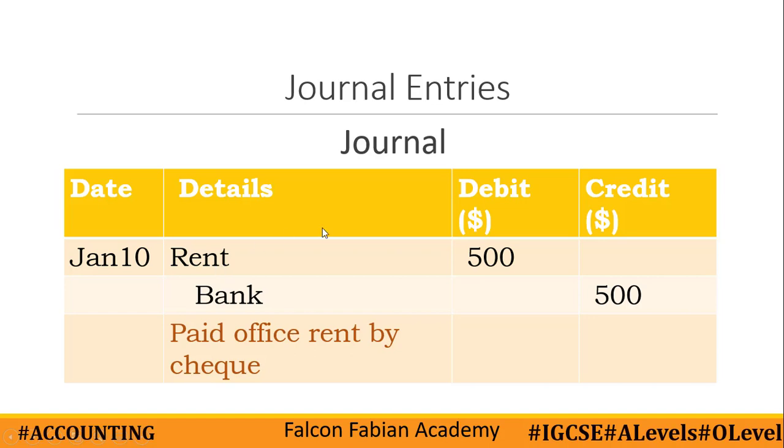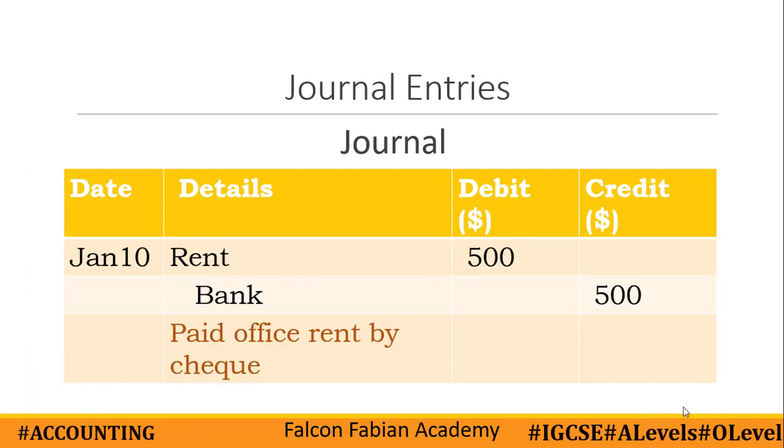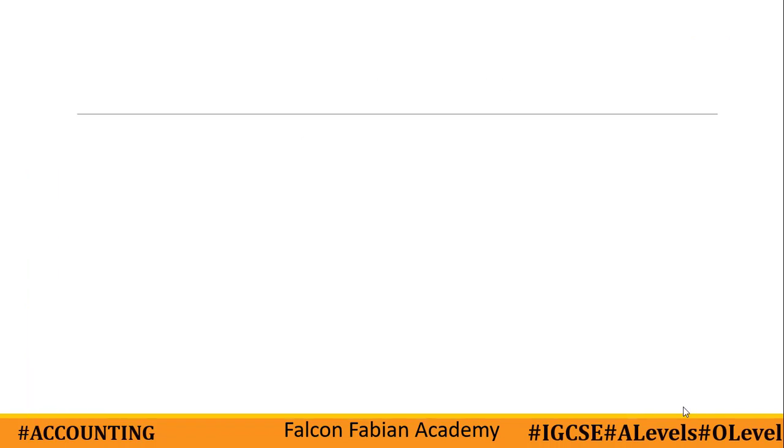So rent account debit, in the debit column 500, bank account credit, so in the credit column 500, and the narrative is paid office rent by check. The rules have been explained in lesson number 1, and the format of journal has been explained in detail in lesson number 2. So I would request you to watch those videos also, as that will help you understand the concept better. Now let's move on to the next transaction.